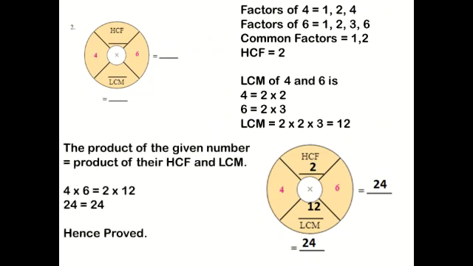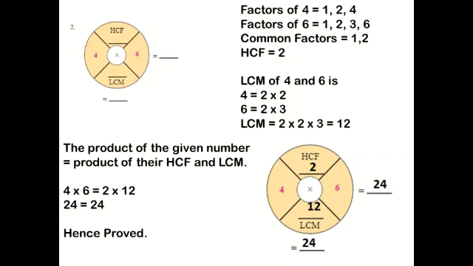Let us see another sum. 4 into 6 is equal to dash. HCF into LCM is equal to dash. First we will find the factors of 4. What are the factors of 4? It is 1, 2, 4. Then the factors of 6 are 1, 2, 3, 6. Next we will circle the common factors. The common factors are 1 and 2. So here you write the HCF as 2.